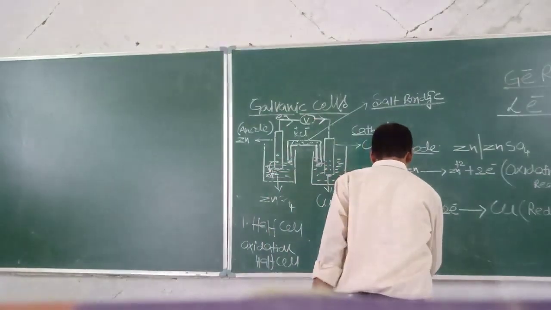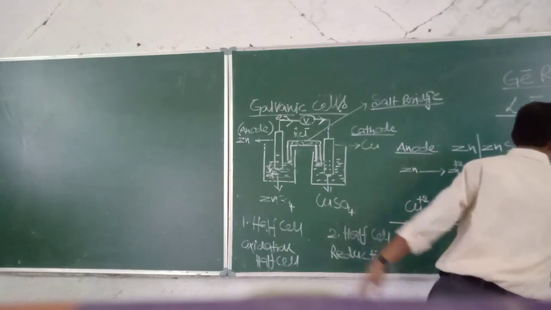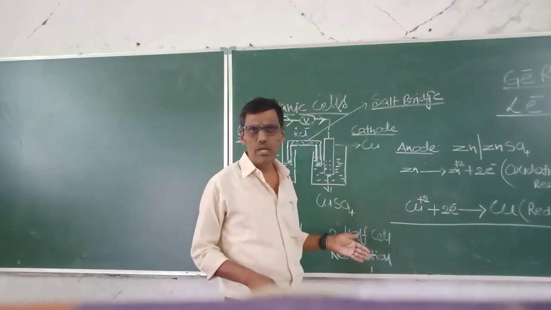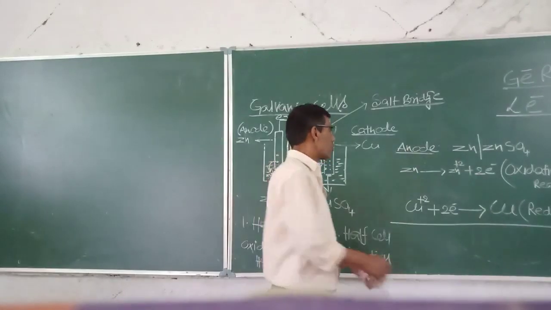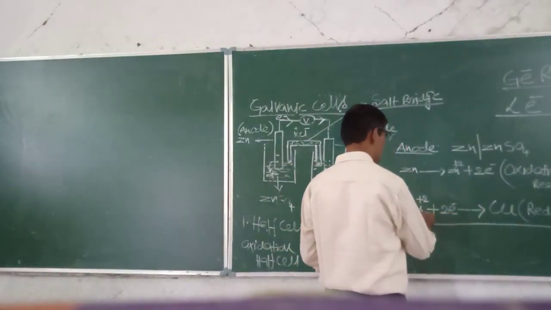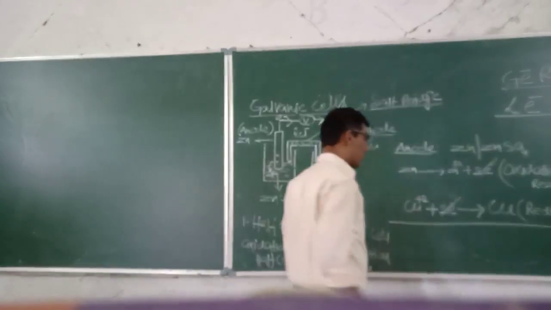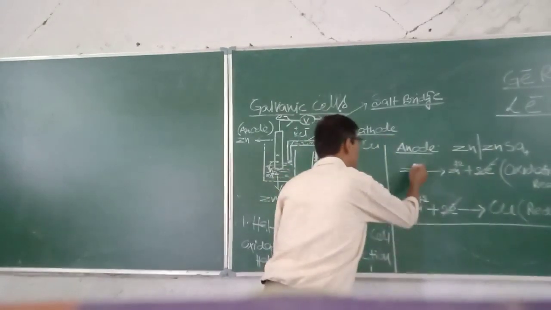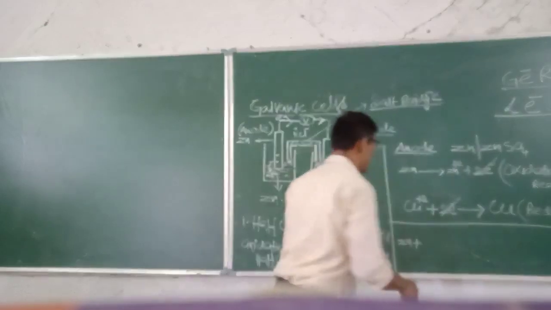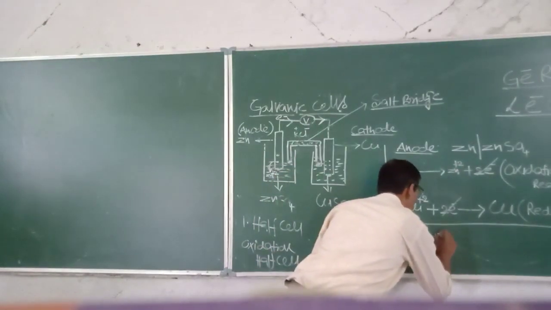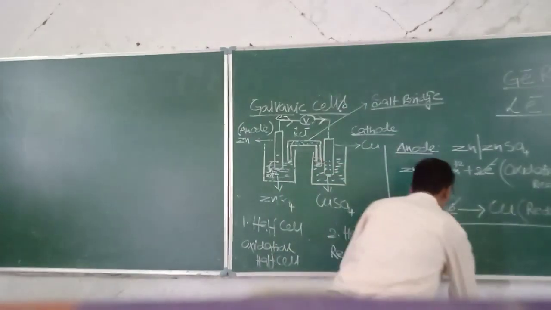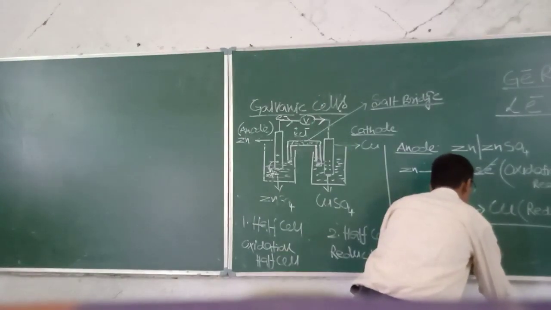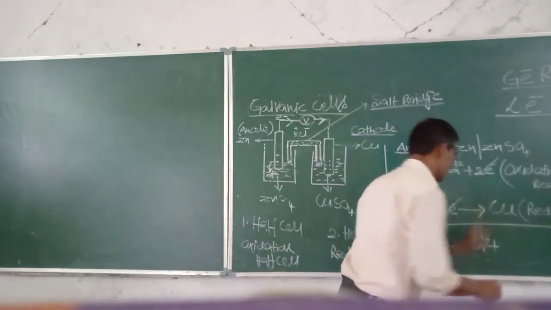Now, what is the overall reaction that is taking place in this electrochemical cell? If you want to know, let us add these two reactions. You have two electrons on the left hand side, and these two electrons get cancelled. You have Zn in the first reaction on the left hand side, plus copper plus 2. So on the left hand side, only these two species. On the right hand side, from the first equation, you have Zn plus 2, plus copper.